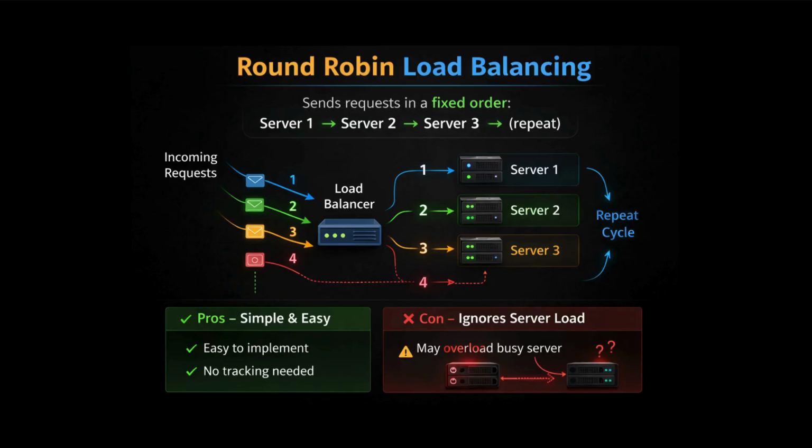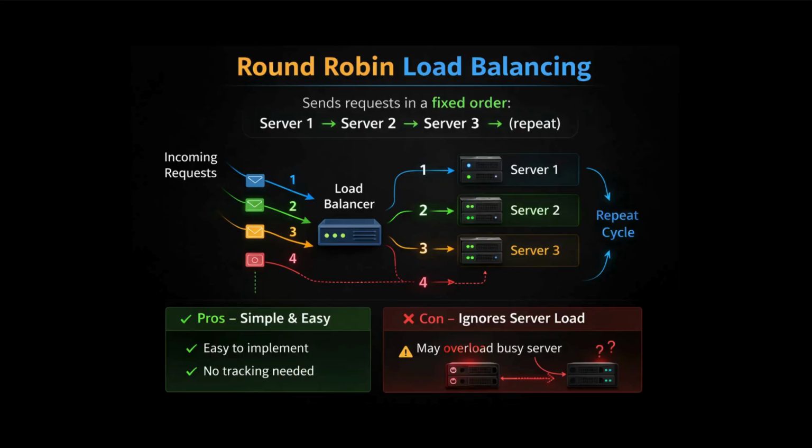The big pro here is that it is very simple. It's incredibly easy to implement and requires almost no configuration. However, it has one major con. It's blind to the actual server load. If server 1 is struggling with a massive complex query while server 2 is sitting idle, round robin will still send the next request to server 1 anyway, potentially making a bad situation worse.